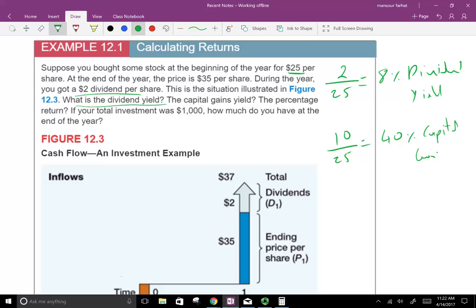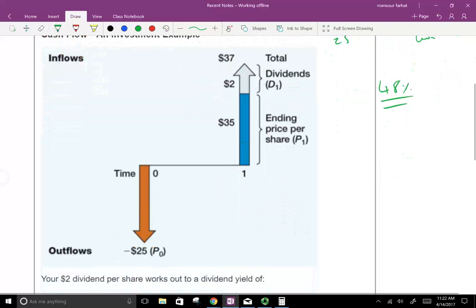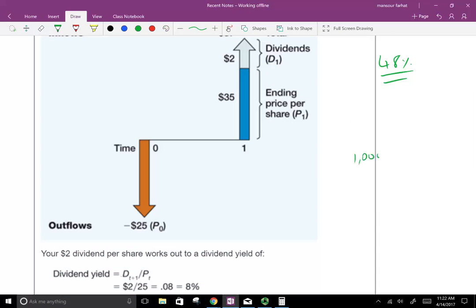So what is the dividend yield? We already found out it's 8%. What's the capital gain? It's 40%. The percentage return obviously is 48%. If your total investment was $1,000, how much would you have at the end of the year? Well, if my total investment is $1,000, and I'm going to multiply this by 1.48, I will have $1,480. Not bad at all, 48%.